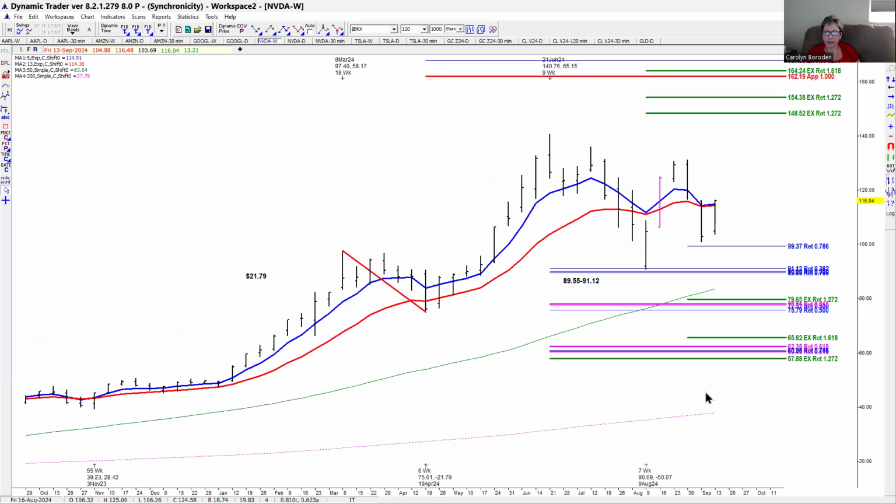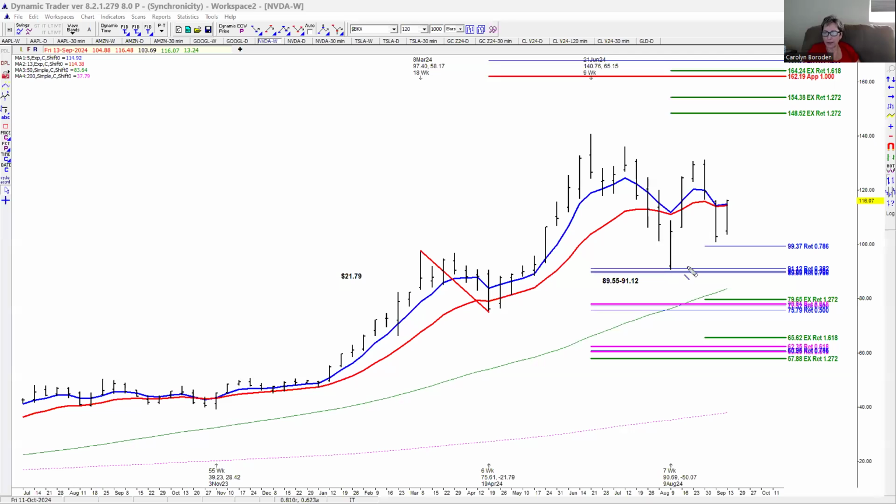All right, as far as NVIDIA, this is my weekly chart of NVIDIA. This has, or did have, a triple cluster at the low here. Now we did see a nice rally. Have we met the target? No. Obviously we got sidetracked over here.